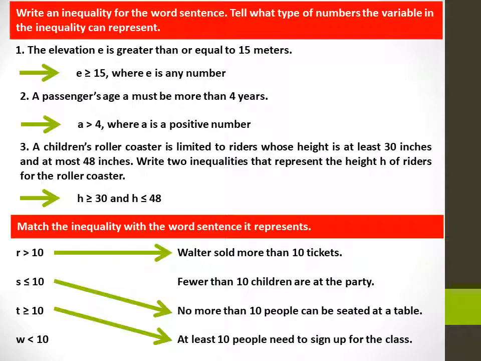T greater than or equal to 10: At least 10 people need to sign up for the class. At least means 10 or more. W less than 10: Fewer than 10 children are at the party.